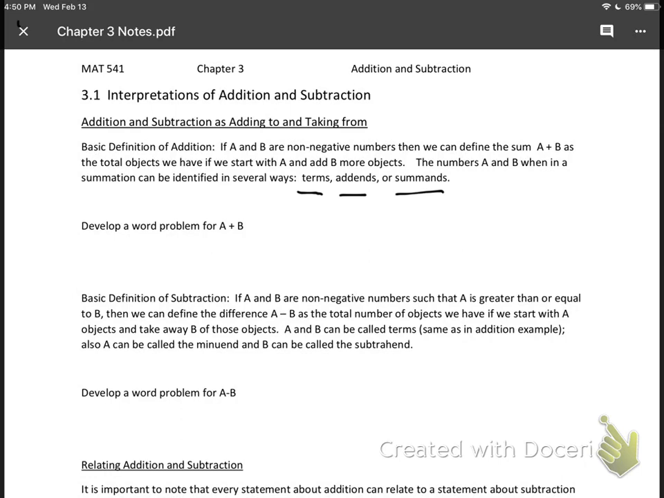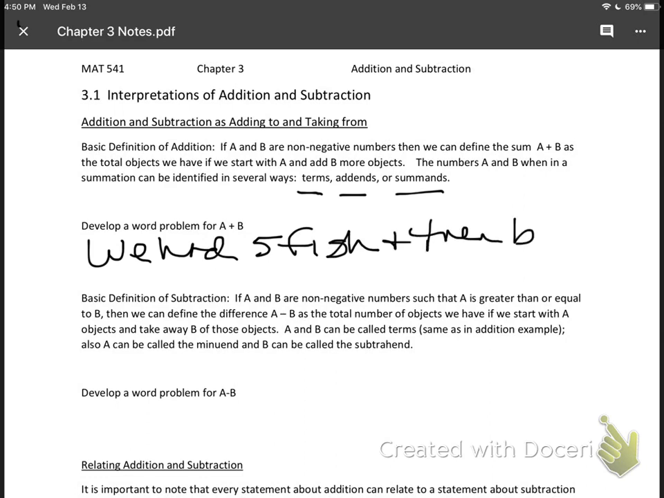In terms of developing a word problem for A plus B, what if I said that we had 5 fish, and then we bought 2 more. So more is an addition word. So what would that look like? If my A was 5, that would be 5 plus 2, and then you would say that that would be 7.